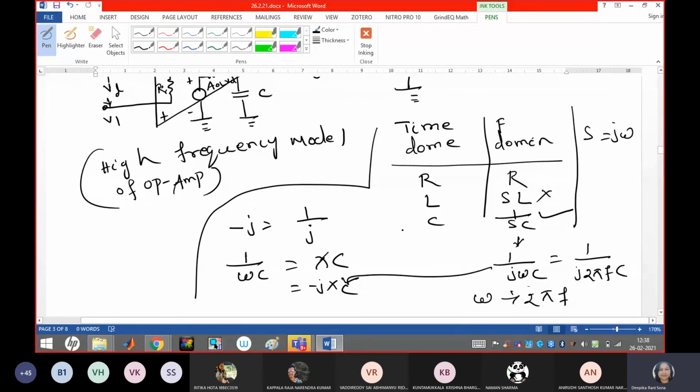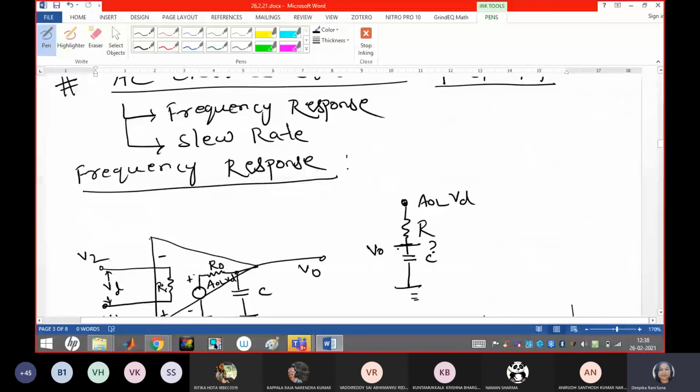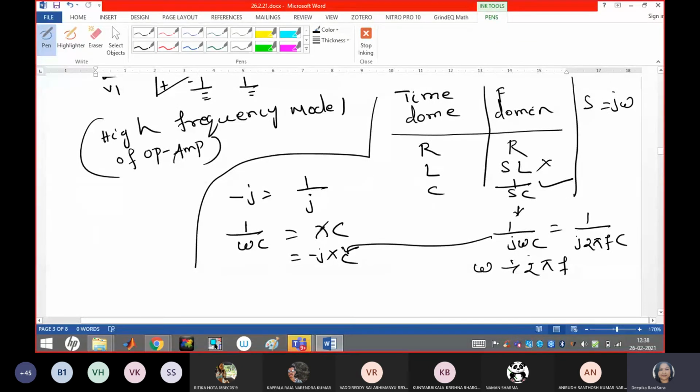Now come again to your figure. This part, the voltage divider rule. My V0 is here. With respect to this capacitor only, I have to find my V0. Now what is the capacitive reactance appearing there? Minus of JXC, right? You remember that. How did I get that? Is this clear? How did I get this minus JXC term?